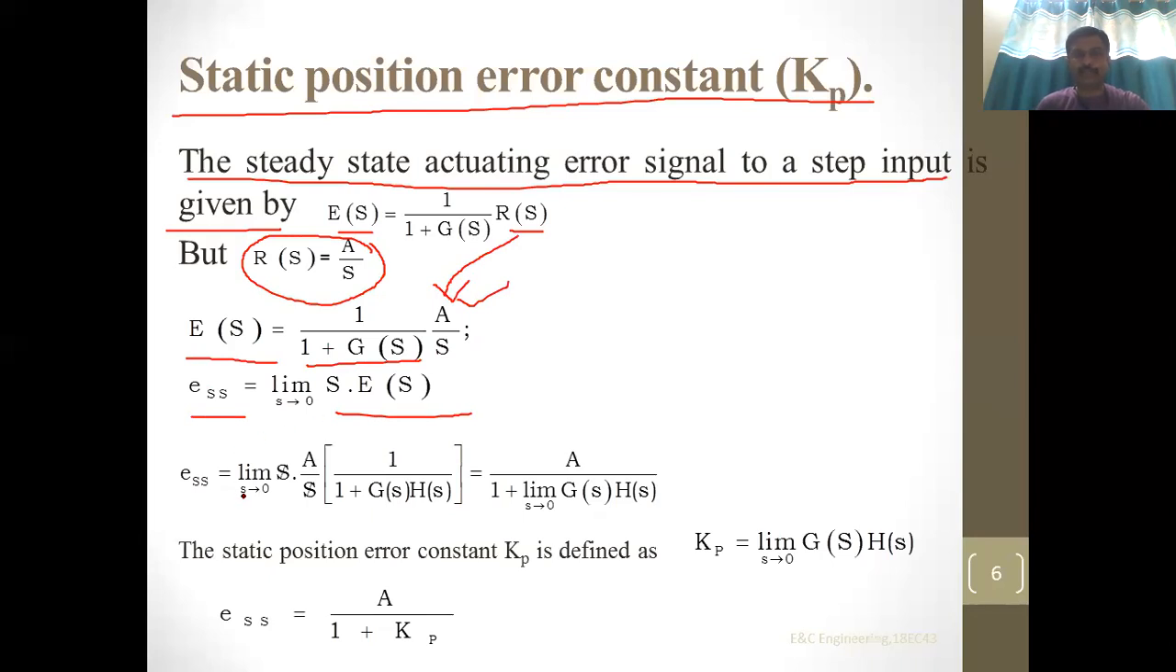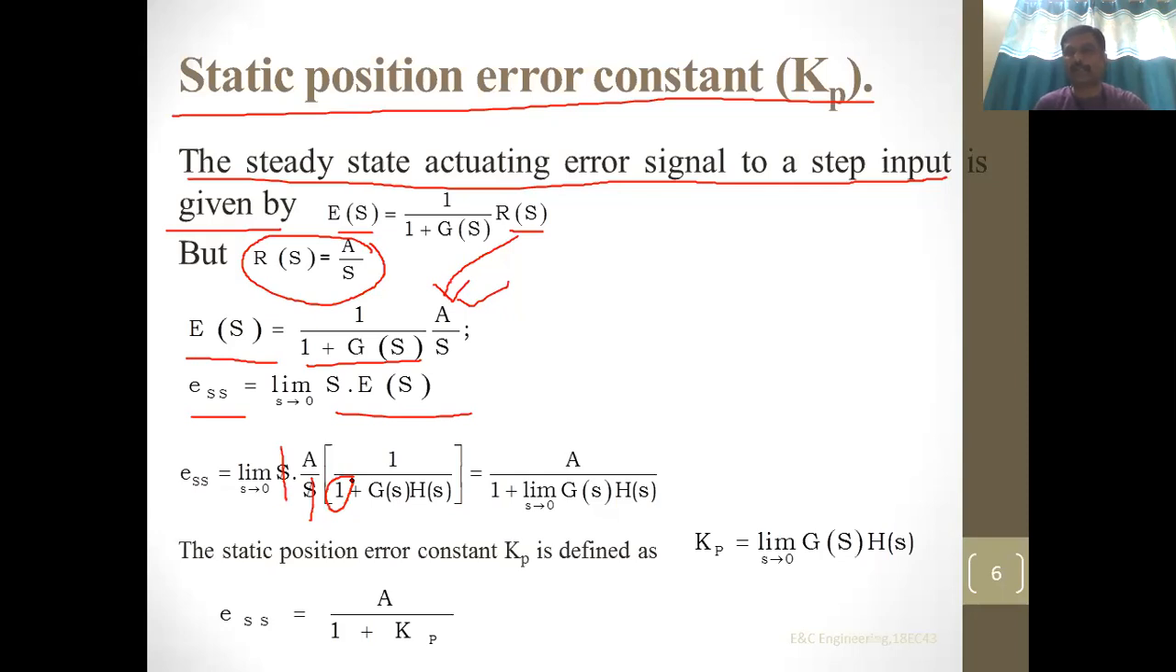Later, if I try to substitute limit s tends to 0, s as it is, what is E of s? E of s into 1 divided by 1 plus G of s into H of s, where I may cancel. Is it okay? Now what is left out? Left out is A divided by 1 plus y, because 1 is constant. I can't apply limit for this.